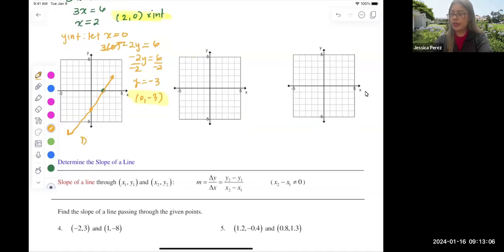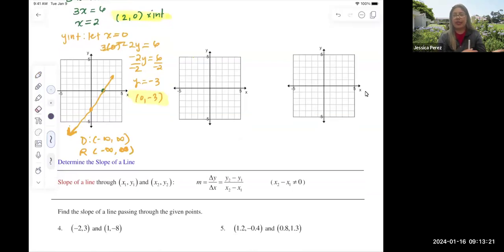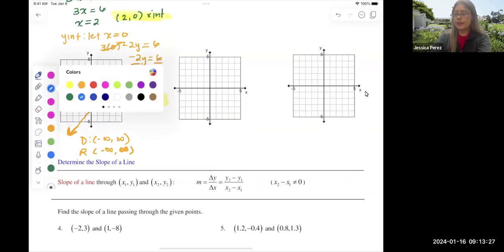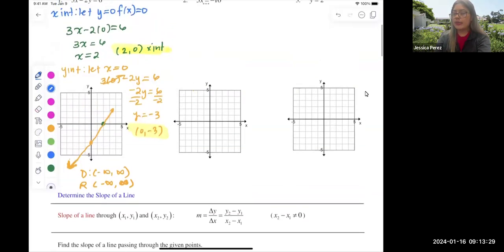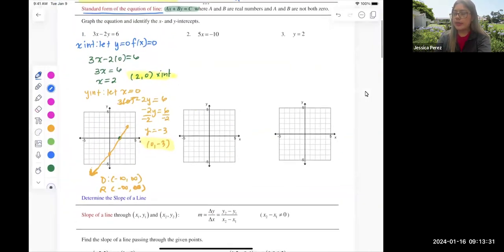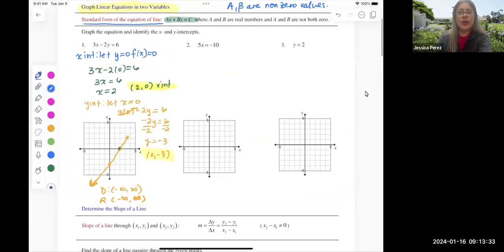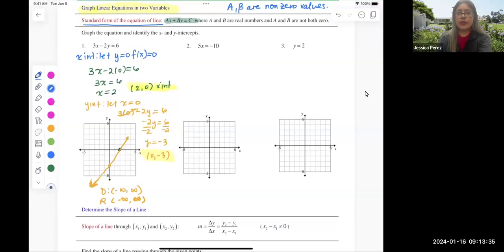So our domain is negative infinity to positive infinity. Remember, left and right. And the range, the lowest point, is also negative infinity to positive infinity. So it's always nice to go that extra mile and start identifying the domain and the range, which we talked about last class. Okay, so for this problem, they just asked to find the x and y-intercepts and then graph. Now, how would we do that for number 2?